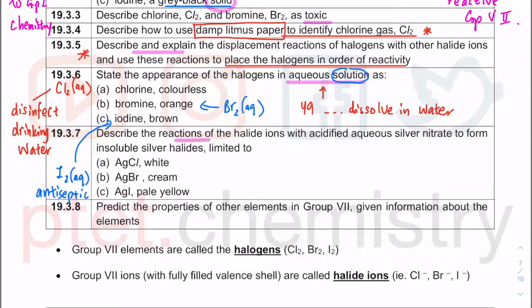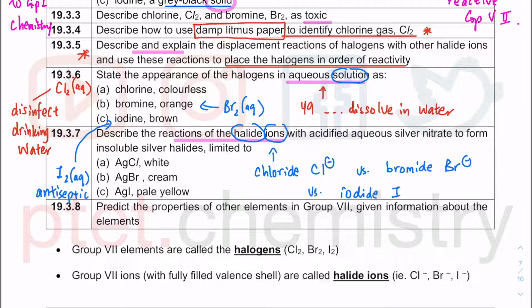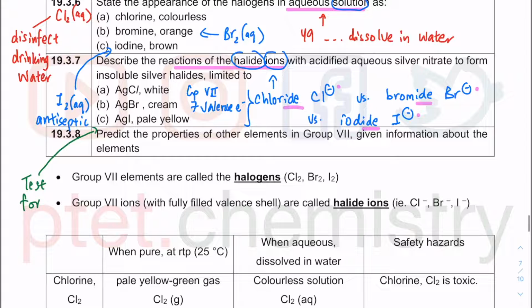We also have these reactions of halide ions. First of all, it's called ions. Second of all, it's called halide ions. We are referring to chloride, which is Cl-, versus the bromide. So we are now talking about the -IDE, okay, and now we're talking about iodide, I-. All of these have the -IDE because all of these have the -1 charge, because we're talking about group 7, so 7 outer shell electrons, and therefore they will all gain 1 electron to complete the outer shell. This is part of the test for the halide ions.